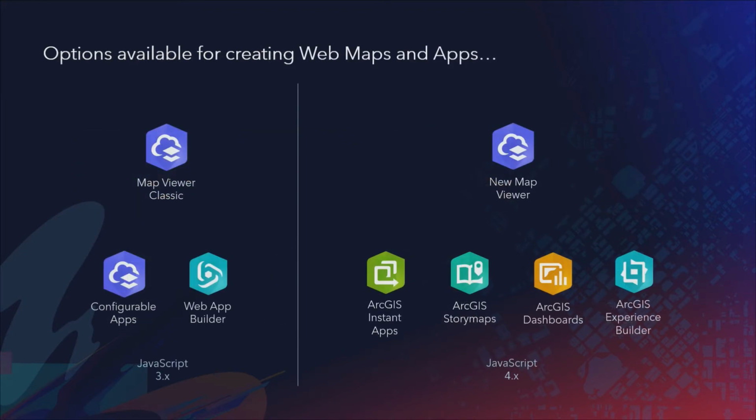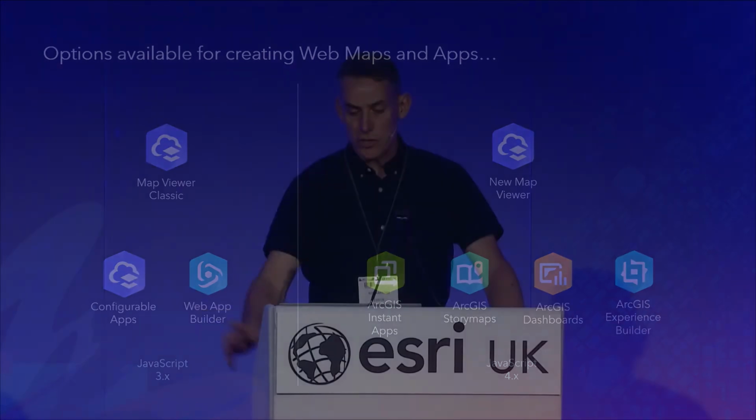Now, some of you may be thinking, I've missed a couple of options out. You may have come across configurable apps or Web AppBuilder in the past. Whilst these app builders are still available, they are based on an older version of the underlying JavaScript API, and therefore cannot leverage some of the newer capabilities that the new map viewer offers, such as grouped layers and effects. So these are considered to be coming towards the end of their life, and if you can use the newer app builders, that would be the recommended approach.